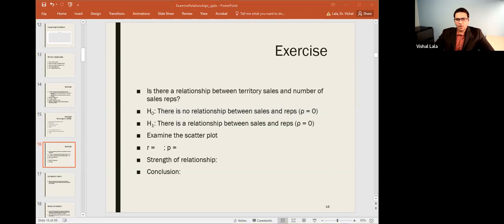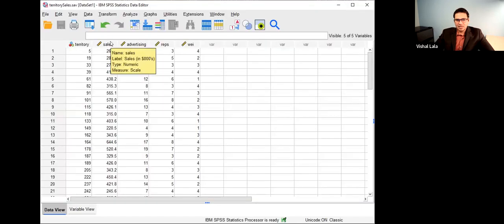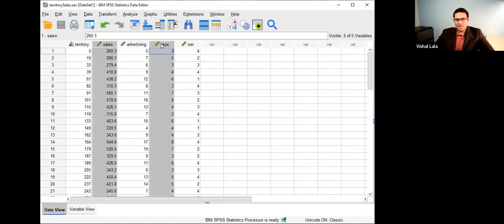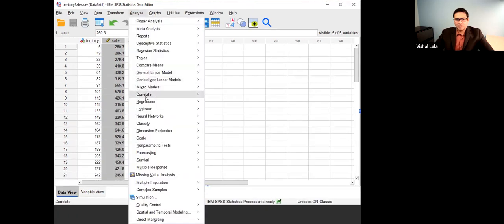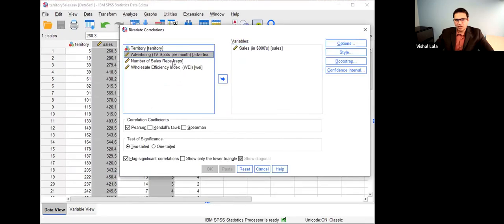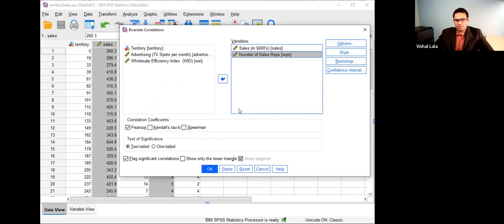Let's go over to our data window. Here we are. We've got sales here and reps here. We want to see if as number of reps goes up, does sales go up for us? In other words, if you've got a large number of reps, is that in any way associated with greater sales? So analyze, correlate, bivariate. And then we'll move sales reps where advertising was before. Okay. And hit OK.